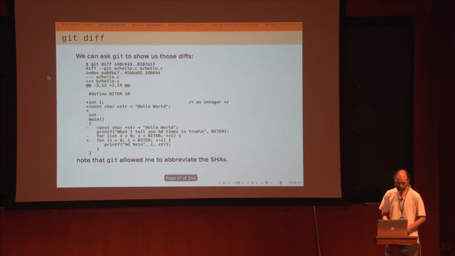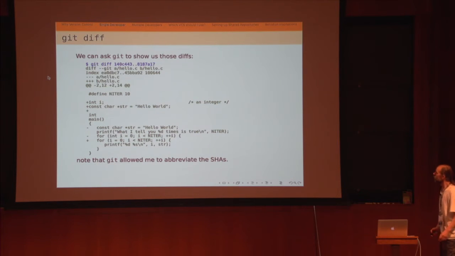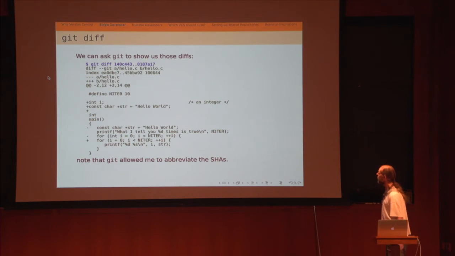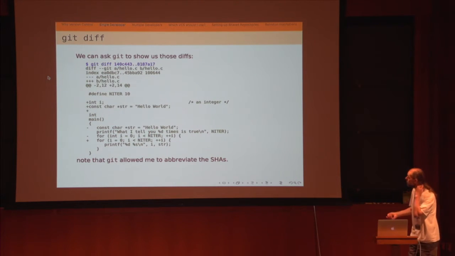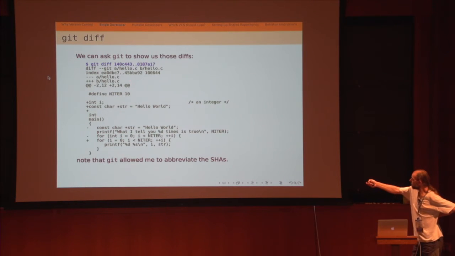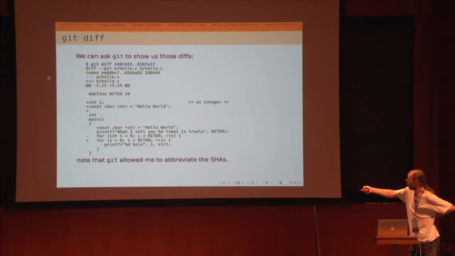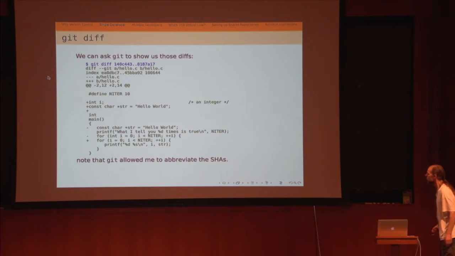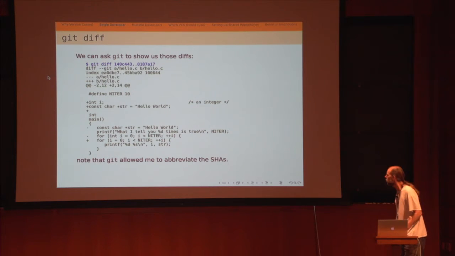Well, first of all, I can ask Git to show me these diffs. So if I say git diff between this magic number 140C443 and 8187A17, which I'm sure you remembered from the previous slide, it'll tell me the changes I made were that I added 3 lines here, and I removed that line which used to say hello world, and now I said for int i equals 0, i is less than n, i plus plus. For some reason, I don't know why I did that.